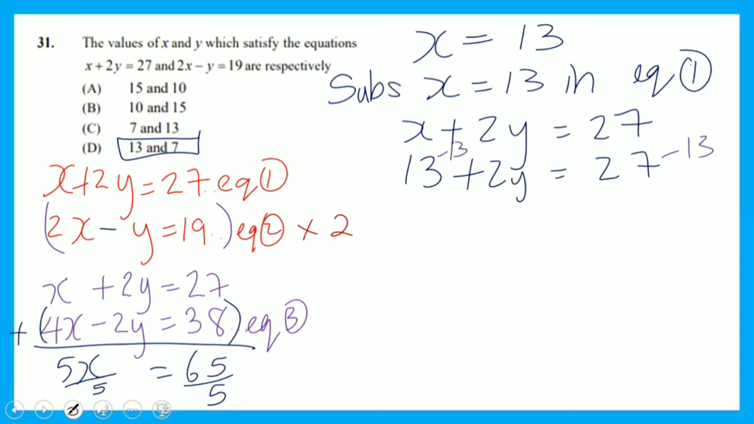Minus 13, and whatever you do to one side, do it to the other. We now have 2y equals 14. We need to get rid of this 2 by division. Whatever you do to one side, do it to the other. And we now have y equals 7. All right, and that would have been using the elimination method.